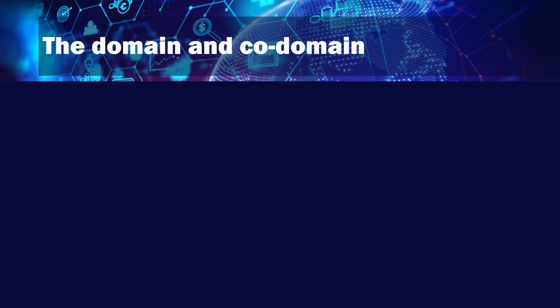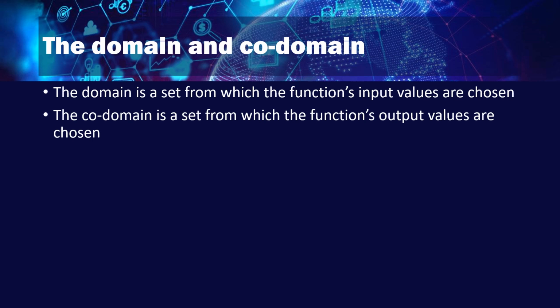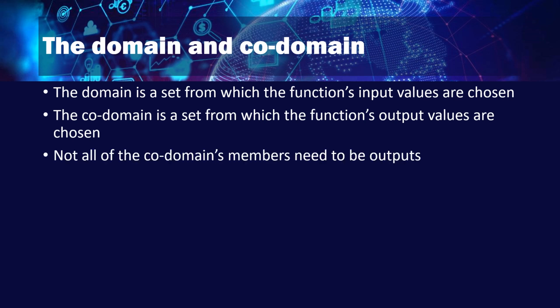The domain is a set from which the function's input values are chosen. That is, an argument that's passed to this particular function will always come from the domain. The codomain is a set from which the function's output values are chosen. Not all of the codomain's members need to be possible outputs to the function.